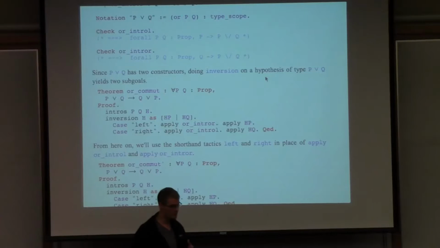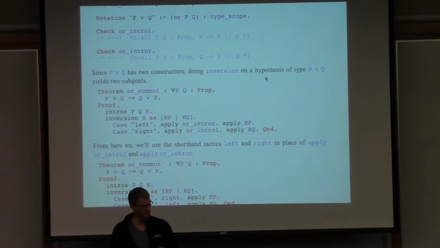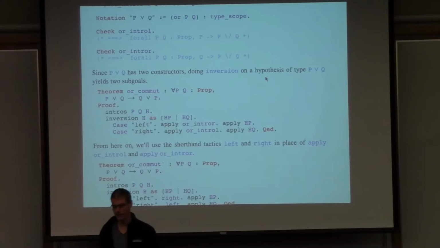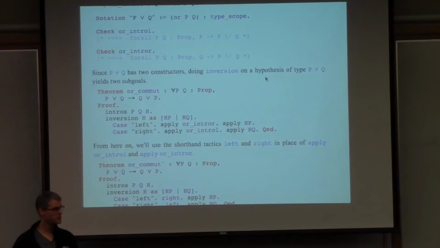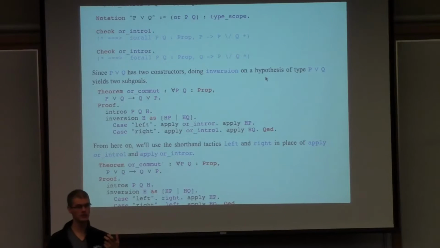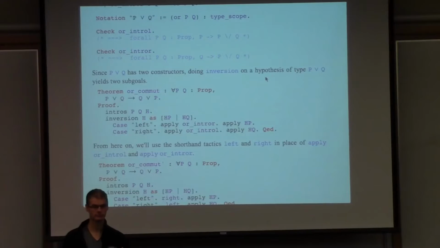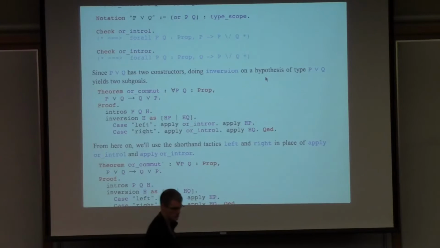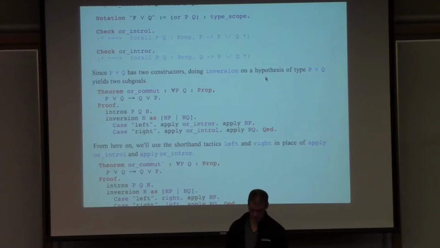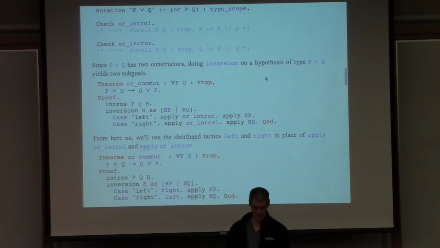I don't like having to remember those, so I usually use left and right as shorthands. So left is a shorthand for apply or_introl, which says intuitively, I'm trying to prove a disjunction. Left says, I want to prove the left disjunct. So my goal is P or Q. I'm going to satisfy that by proving P.